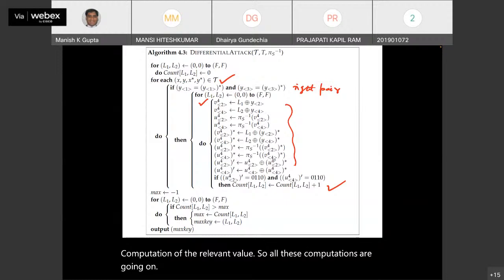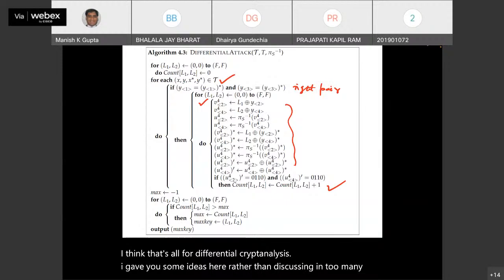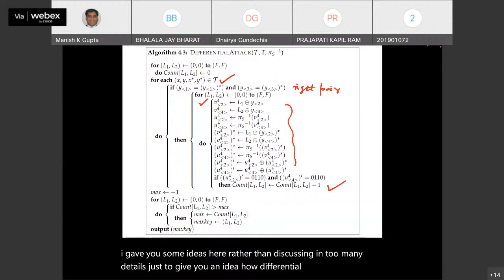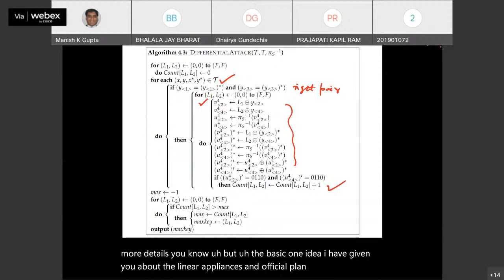Okay, so this is basically the general idea. I think that's all for differential cryptanalysis. I gave you some ideas here rather than discussing in too many details, just to give you an idea how differential cryptanalysis works. Maybe in some of your advanced courses you can look into more details, but the basic idea I have given you about linear cryptanalysis and differential cryptanalysis for the block cipher.